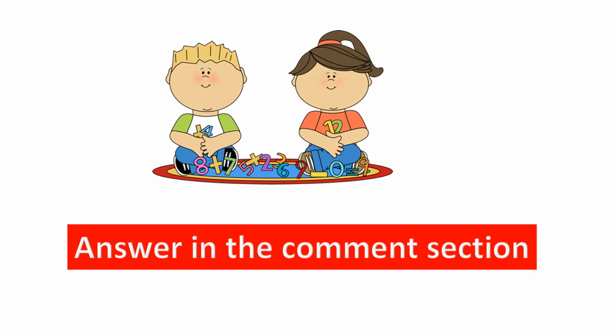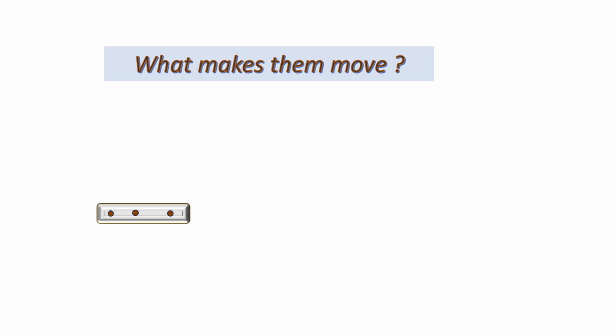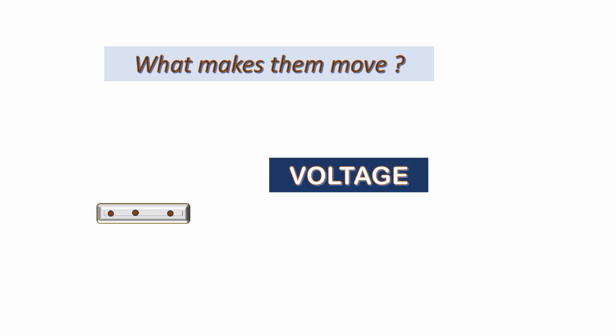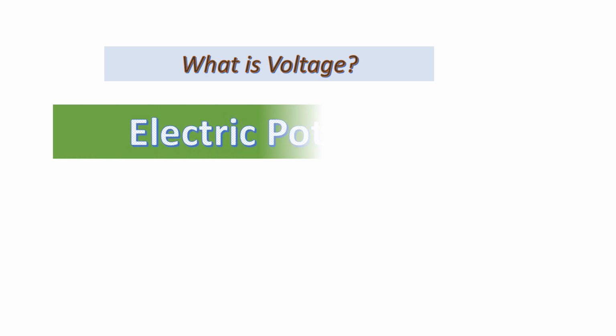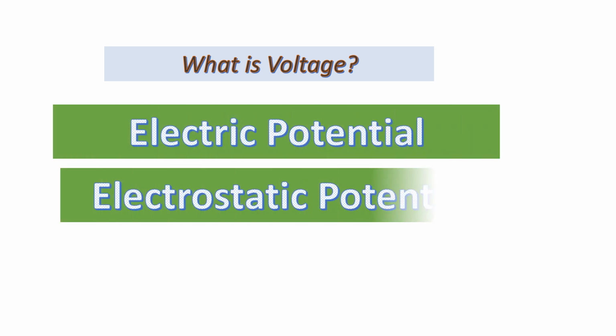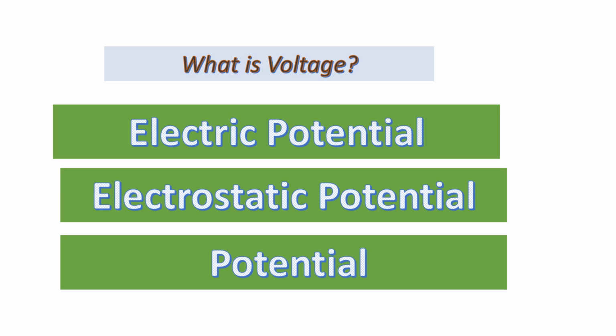And let's move on to our today's topic, that is electric potential. Well, we all know that the electrons love to move. But have you ever asked what makes them move? It's the voltage that makes the electrons move. So let us now understand what is voltage. Voltage can also be called electric potential. You can also call it electrostatic potential or just potential.